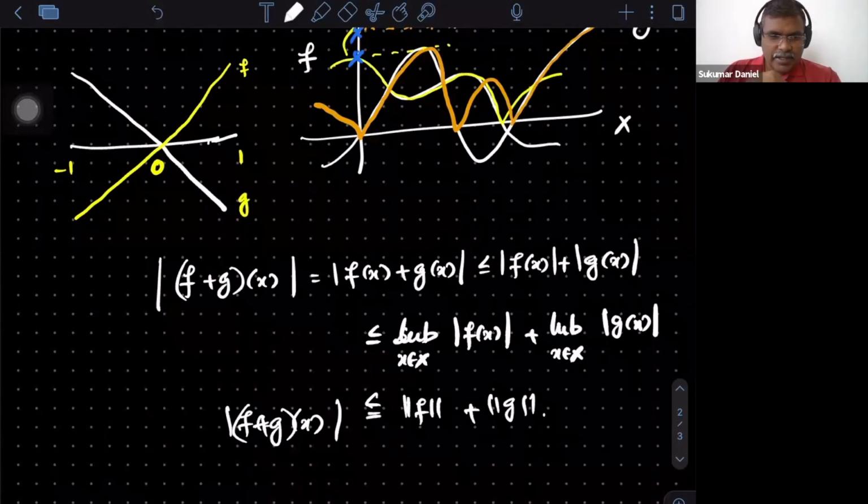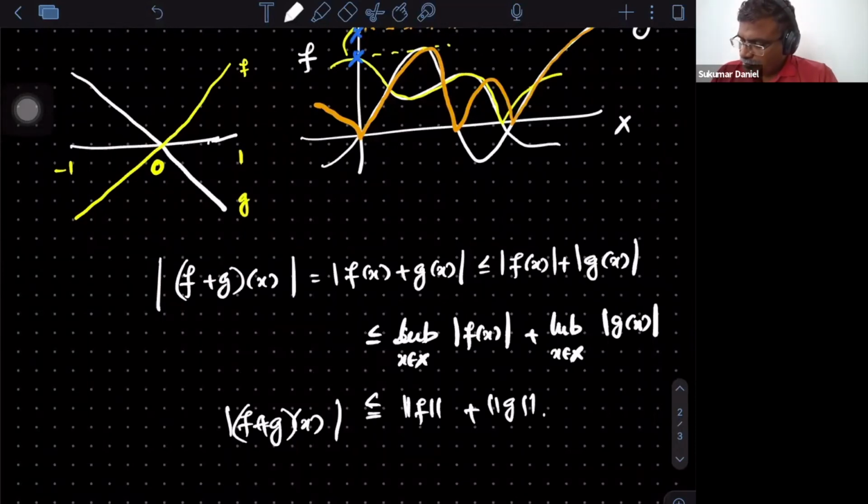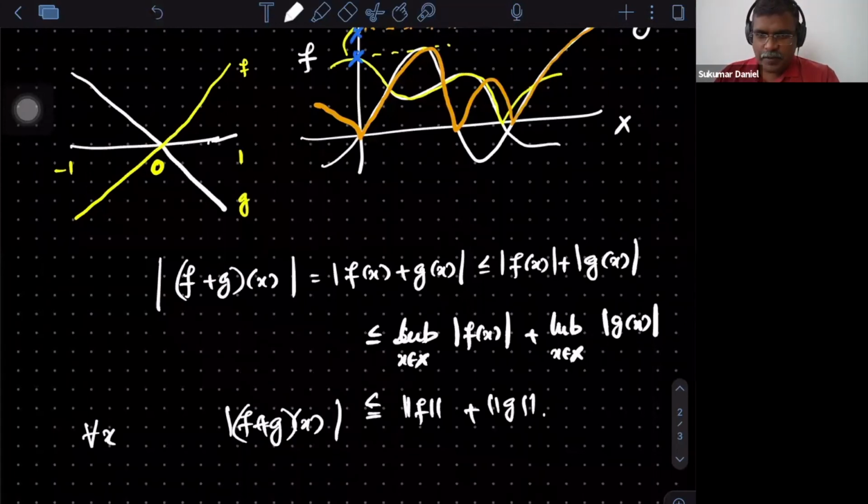Remember, I said yesterday that to say a is less than or equal to b, we are proving a is less than or equal to b, b is less than or equal to c, and c is less than or equal to d. So this is what we have proved, and this is true for any x because the right hand side is not changing.